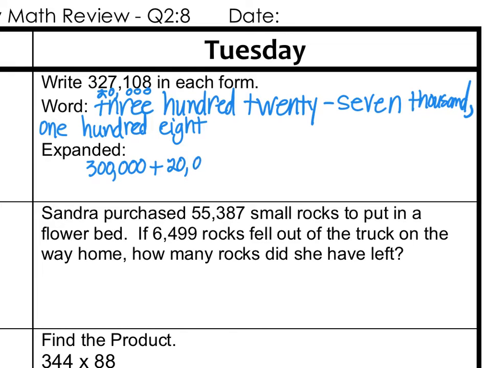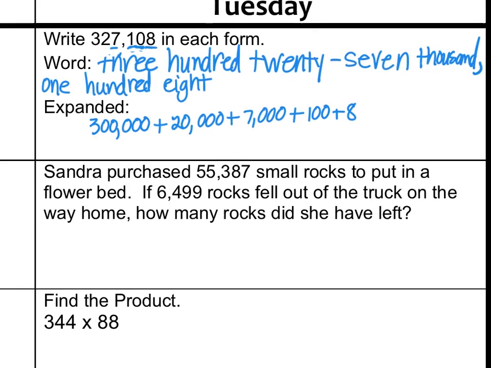So that's plus 20,000 plus, you can see now that we are ready for the 7. And that is worth 7,000 plus, now we're ready for the 1. It's in the hundreds place, so it's worth 100. We skipped the 0. We don't have to put plus 0. Let's look at the 8, plus 8. So there's the correct expanded form.